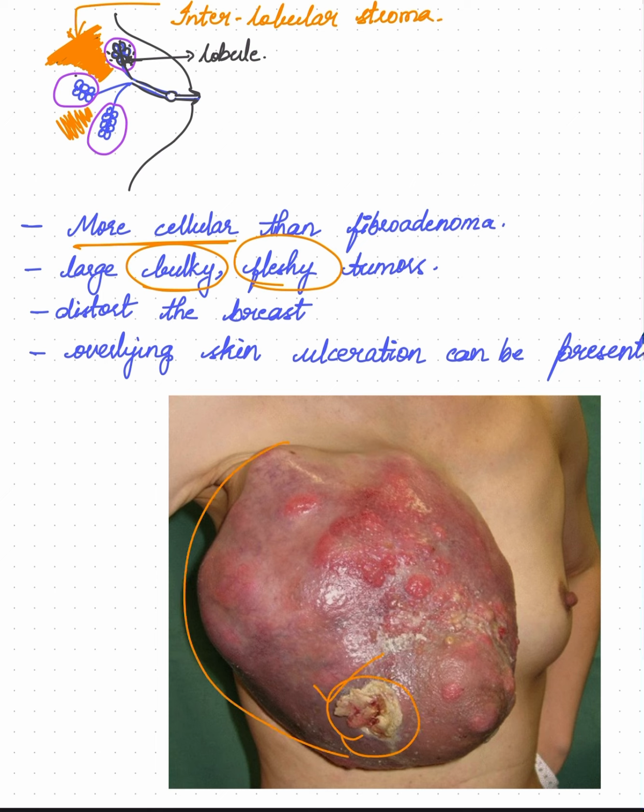See, this is a clinical image of the Phyllodes tumor. It distorts the entire breast. Normal breast architecture is lost. The entire breast is distorted with overlying skin ulcerations.